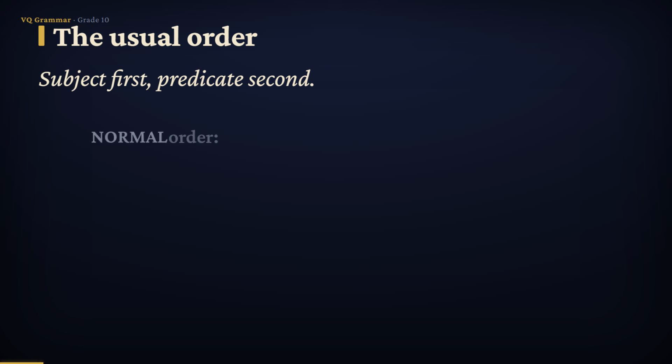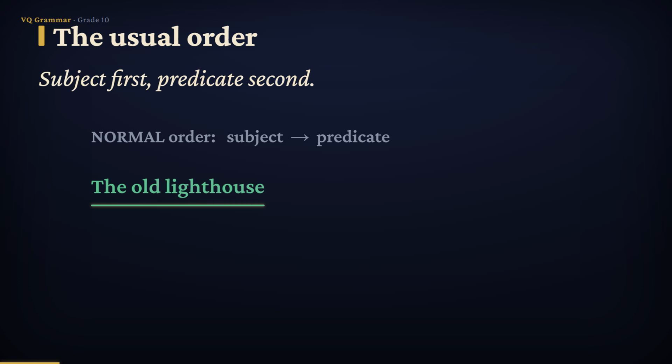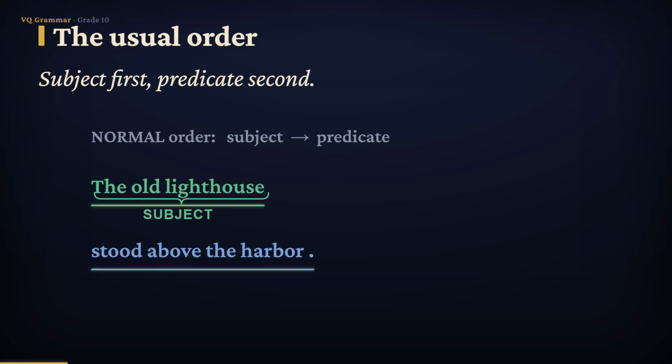In most sentences, the subject comes before the predicate. You name who or what you're talking about, and then you say something about it. Take this one. The old lighthouse stood above the harbor. The old lighthouse is the subject. That's who or what the sentence is about. And stood above the harbor is the predicate, because that's what the subject does. Subject, then predicate. That's the rhythm your ear expects, and most of the time, that's exactly what you get.